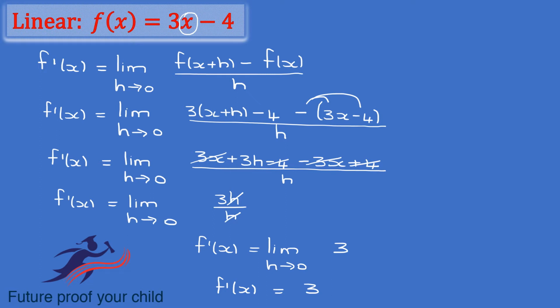And if you look at the graph, it is 3x minus 4, which is a normal straight line, written in the form y equals mx plus c. So it's quite clear to see that the gradient would be 3.